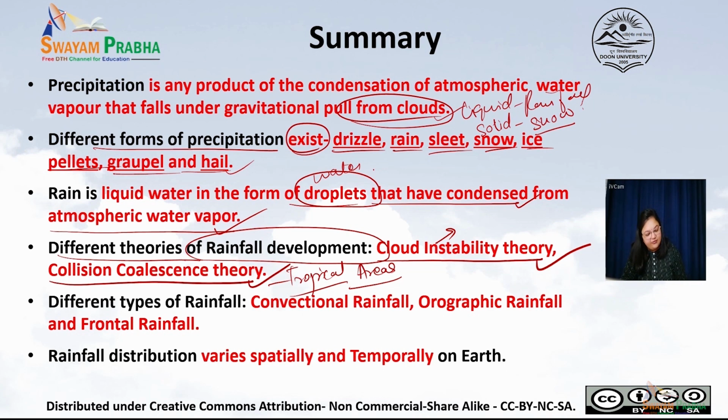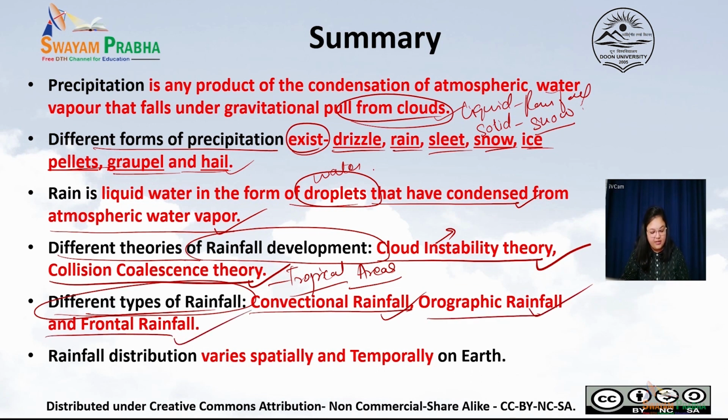Then you have different types of rainfall depending upon how the air is lifted. What is the mechanism of lifting of the air in the atmosphere? It can be convectional rainfall, it can be orographic rainfall, and frontal rainfall. Besides this, we also have monsoonal rainfall, which is experienced in the Indian subcontinent. So rainfall distribution basically varies very much spatially and temporally also.